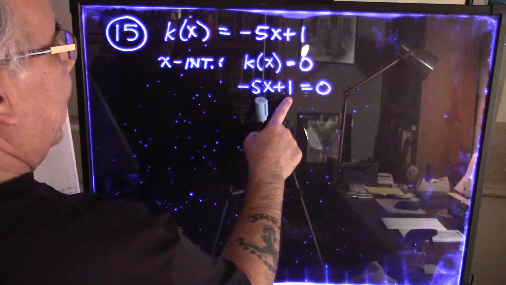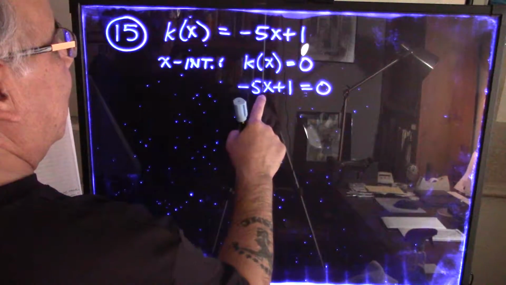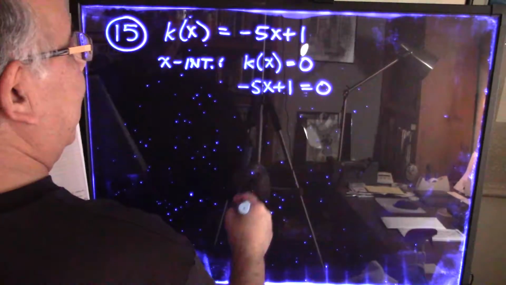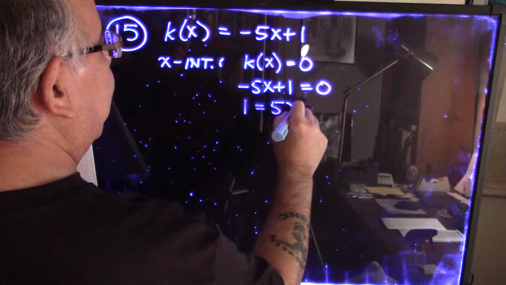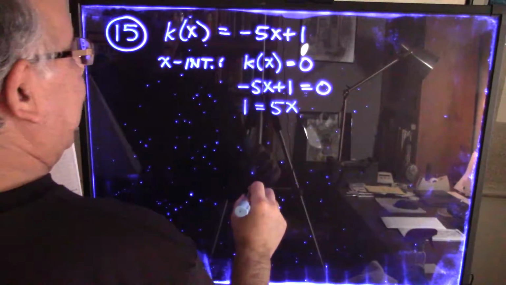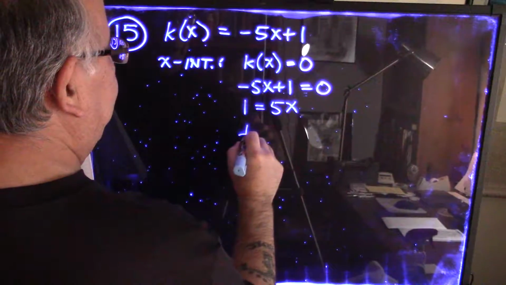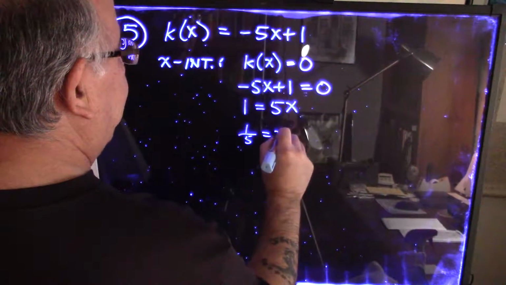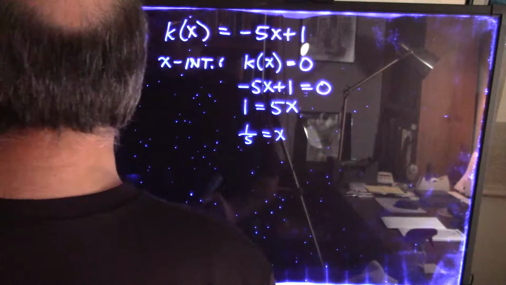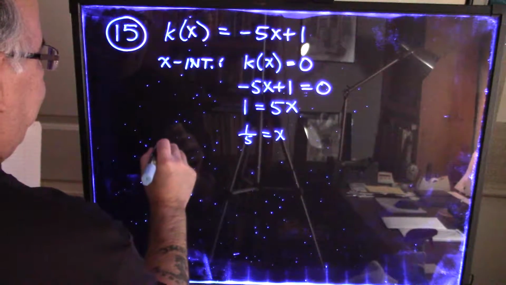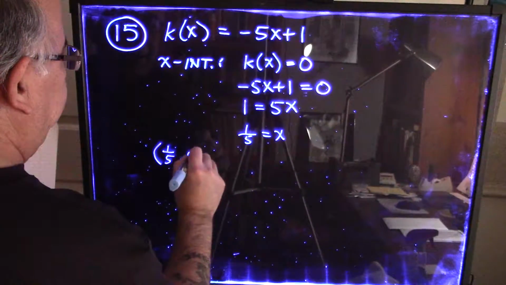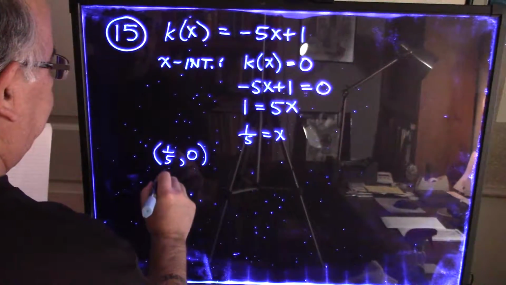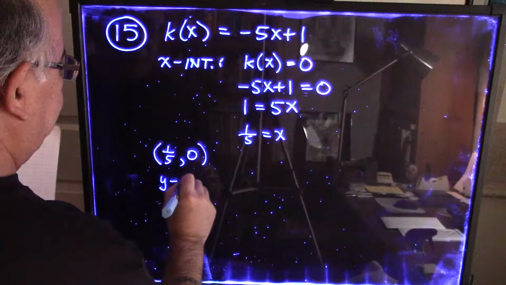You could move the 1 to the other side, or you could move the negative 5x to the other side. Let me do that. 1 equals 5x, and then divide both sides by 5, so you get 1/5 is equal to x, or x equals 1/5. Alright, so we have the point 1/5 and 0 as the x-intercept. Now for the y-intercept.